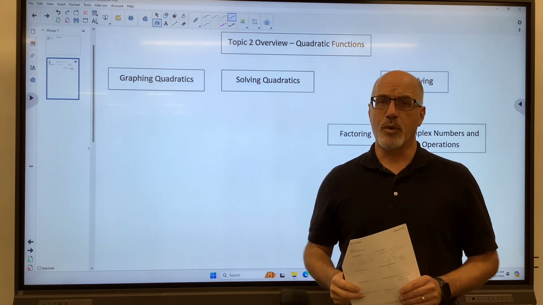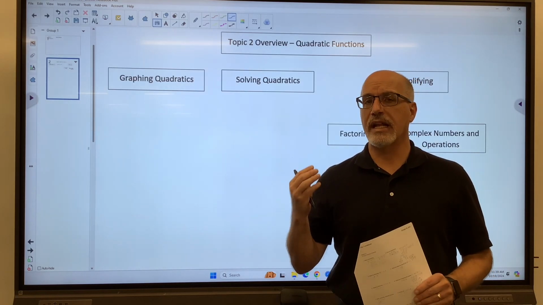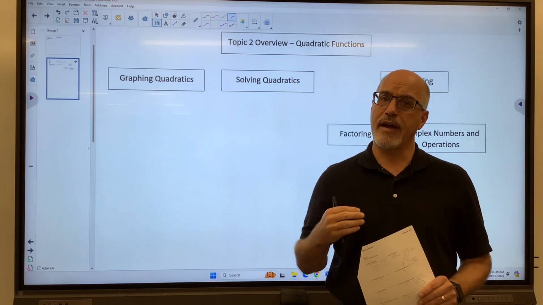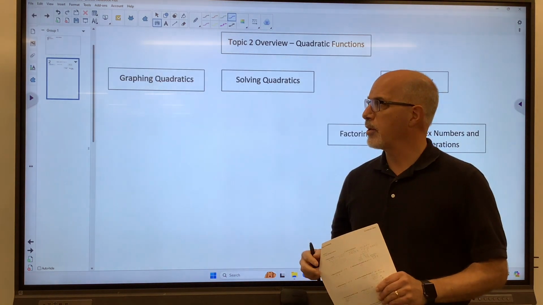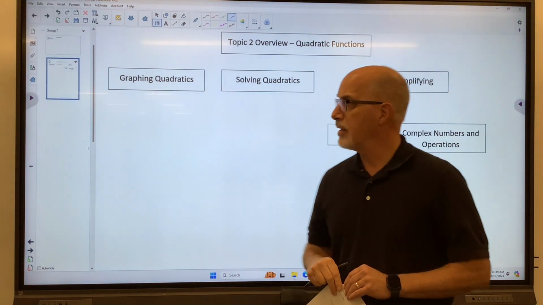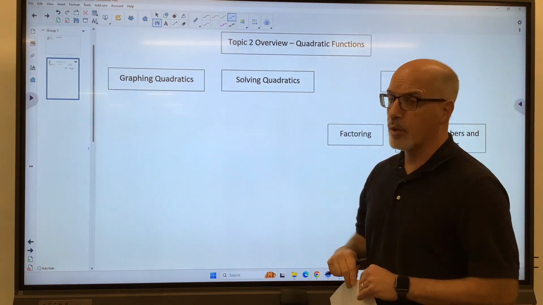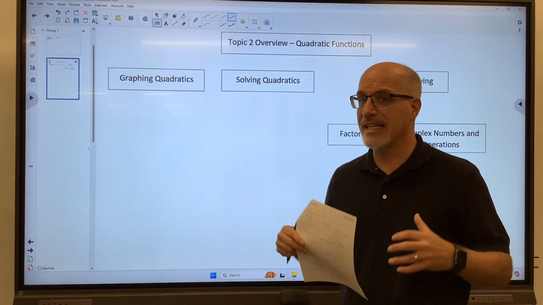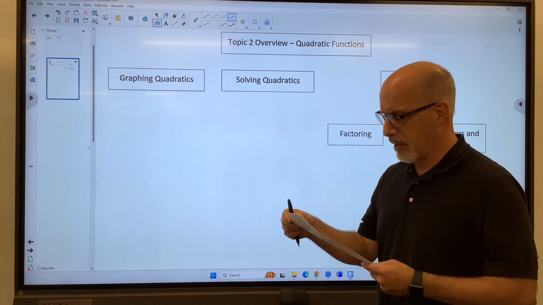We have been studying quadratic functions. We've been looking at how to simplify them, solve them, and also graph them. So this will be a summary of all those topics that we've been looking at in topic 2. So topic 2 overview, quadratic functions. Our objective is to tie these ideas together in a graphic.